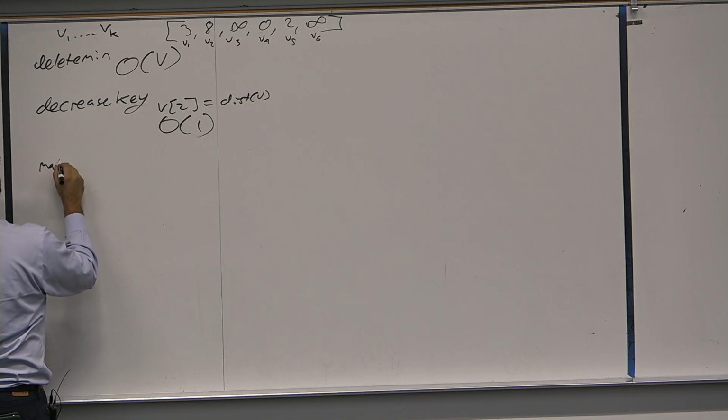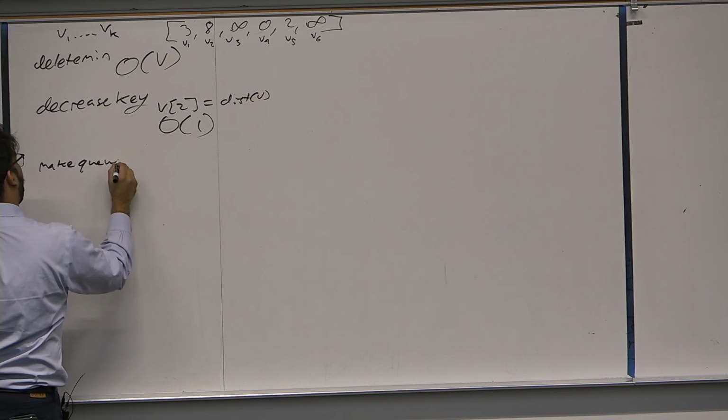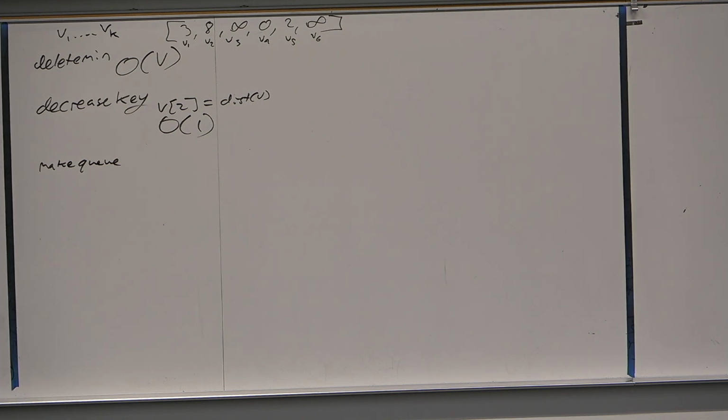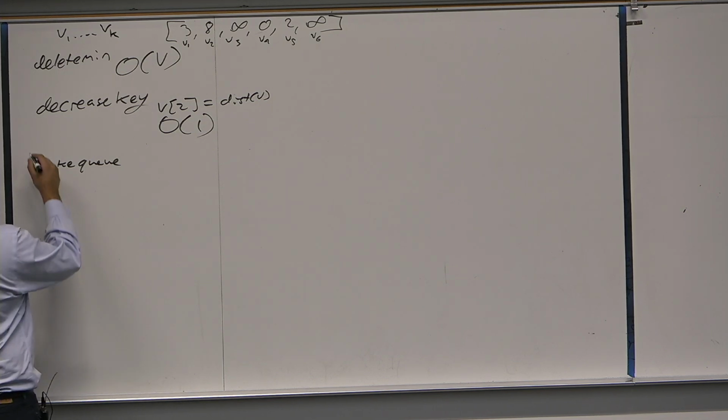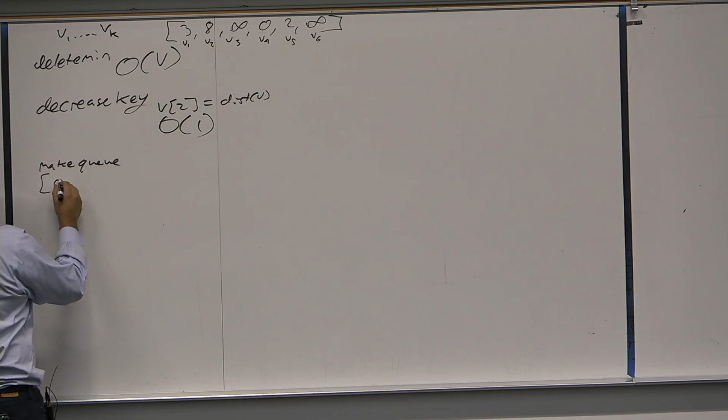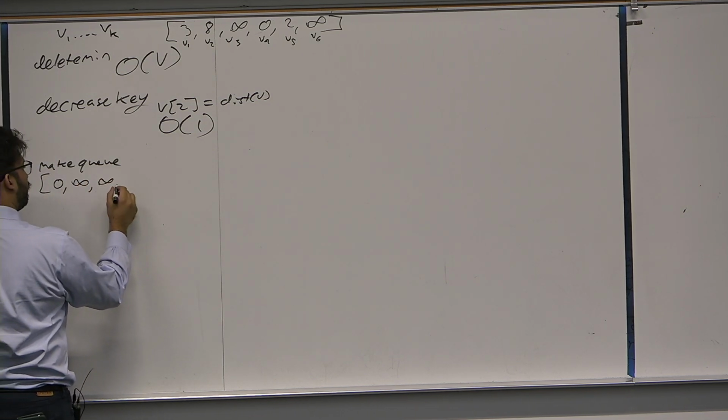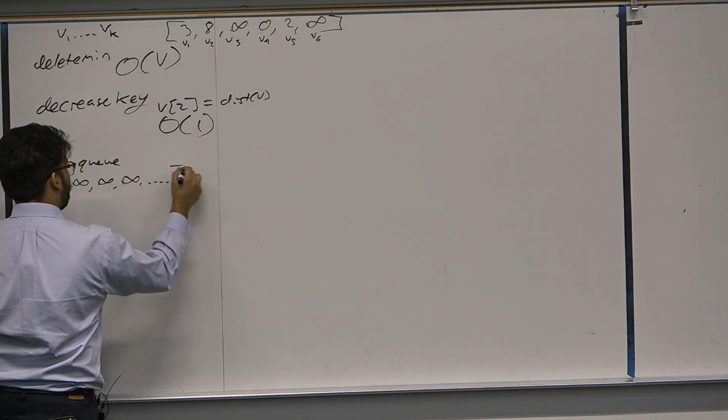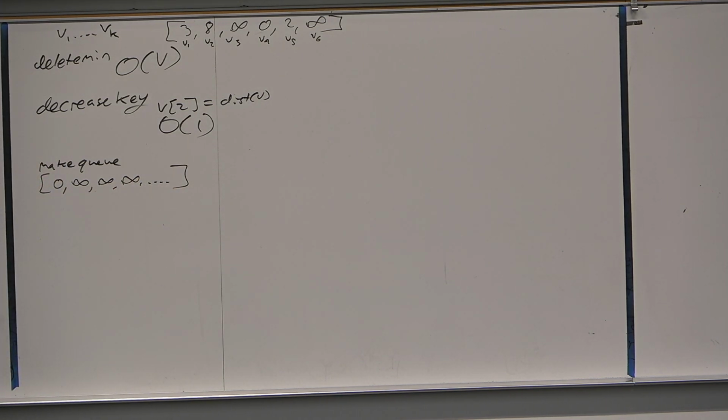the make Q operation? Isn't that sorting? No, let's say it's not sorted. So at the beginning, what does this look like? We have a 0 and then infinity and then infinity and then infinity, something like that, right? That's what the quote unquote unsorted array looks like at the beginning. How long does it take to make that?